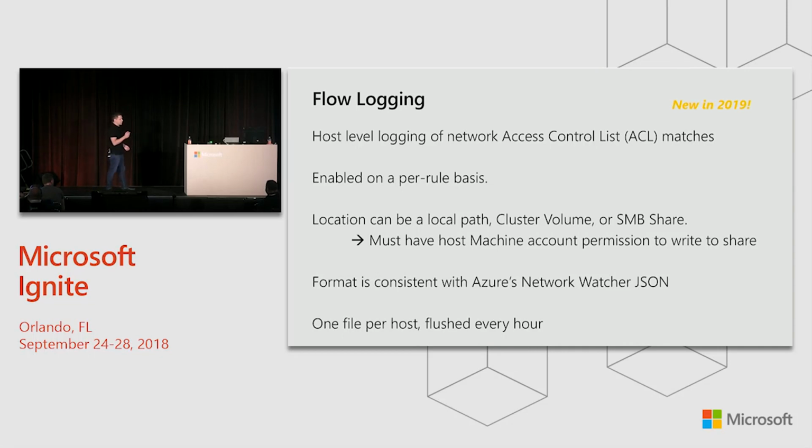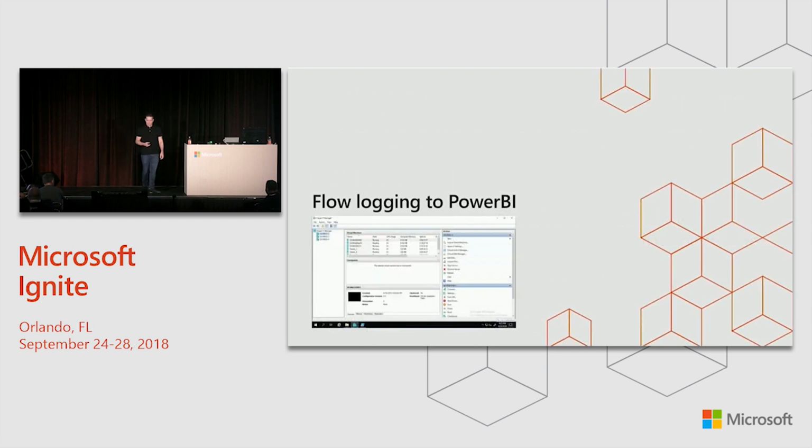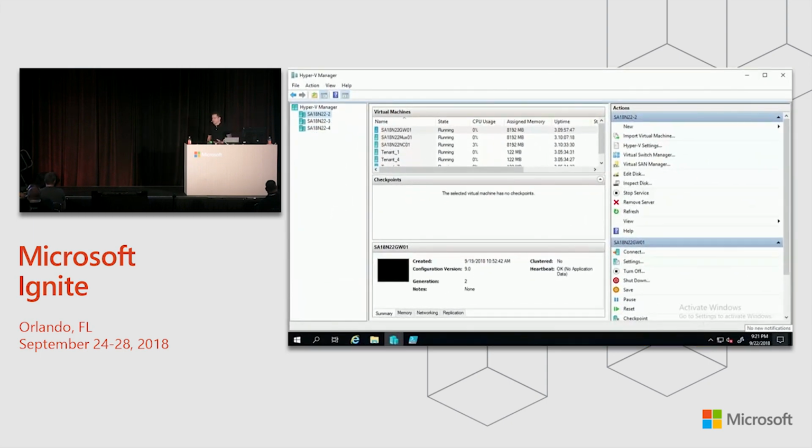Each host will log its own log with a GUID identifying it into the directory. And it flushes it once per hour. So every hour it'll flush, create a new file, and then start writing to a new zero-length file that you'll see in a minute. Let's go take a look at how that looks. So here's my SDN environment. It's a Hyper-V setup with 3 nodes. You can see I have the SDN components up at the top. I have a few tenant VMs.